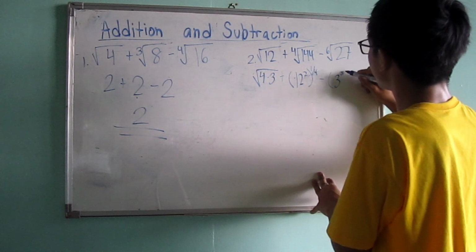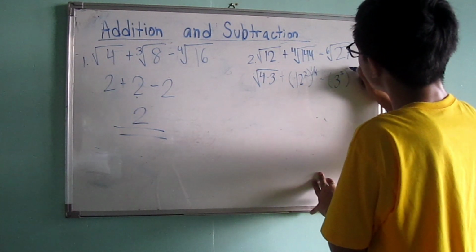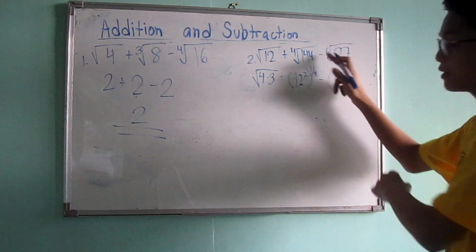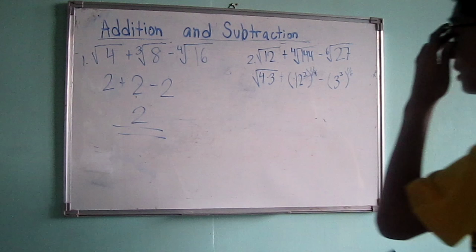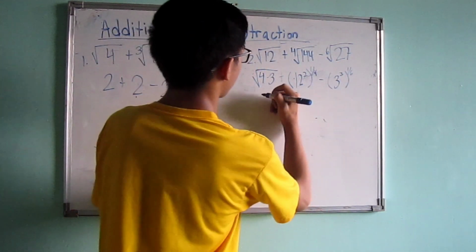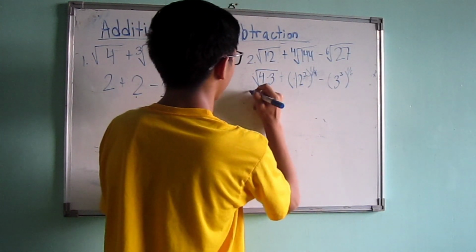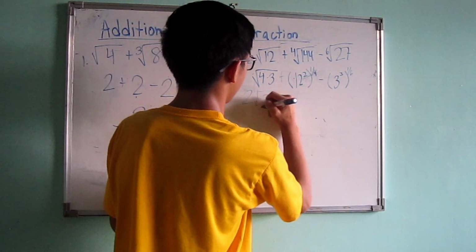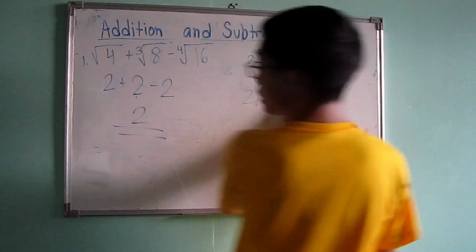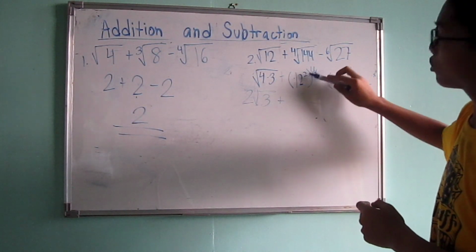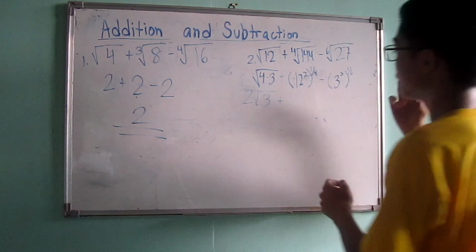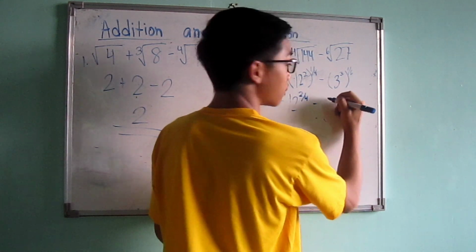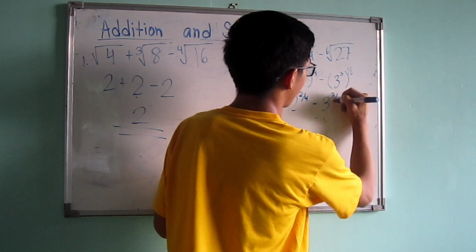cube root of 1 over 6. 6 as an index and 1. Then we're going to simplify this. So this becomes 2 square root of 3 plus, multiply the numerator to the denominator, same as this. So it becomes 12 2 over 4 minus 3 over 6.